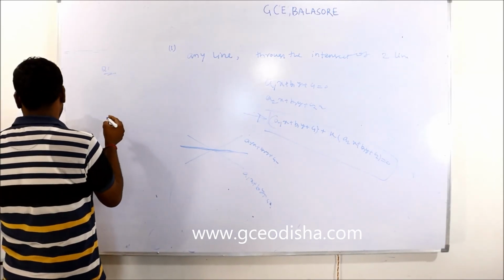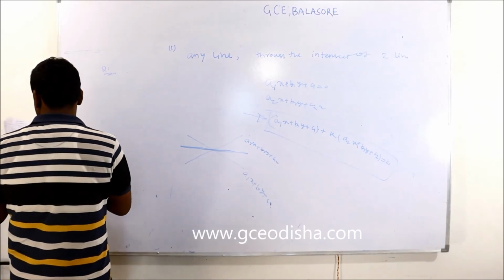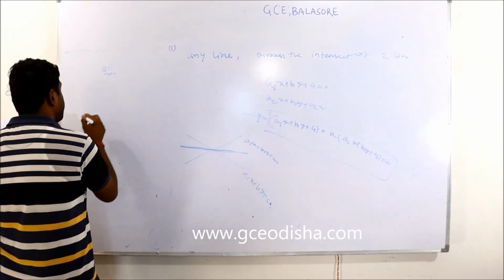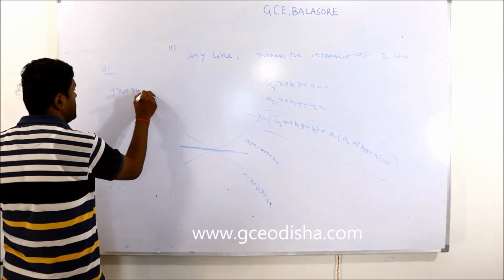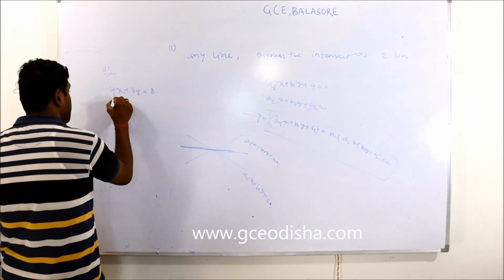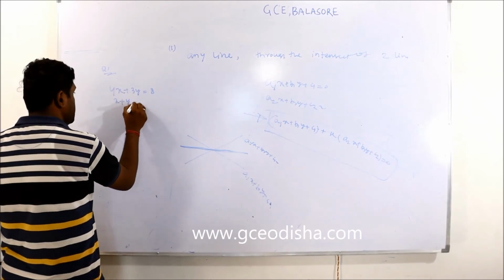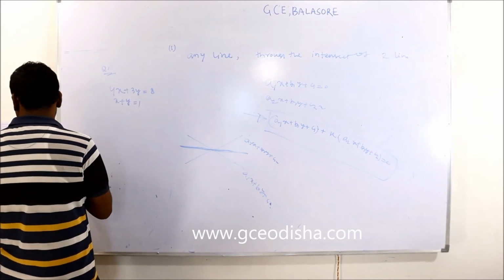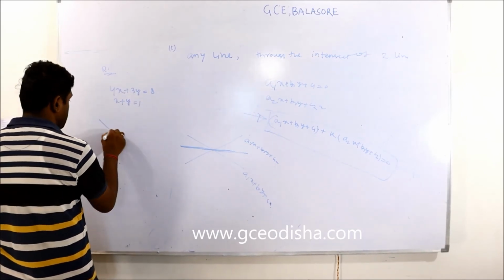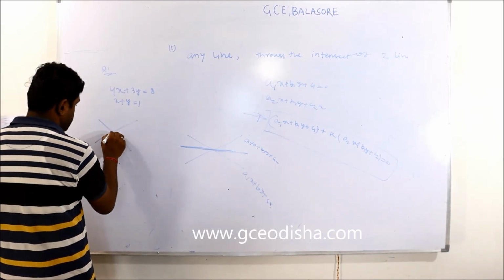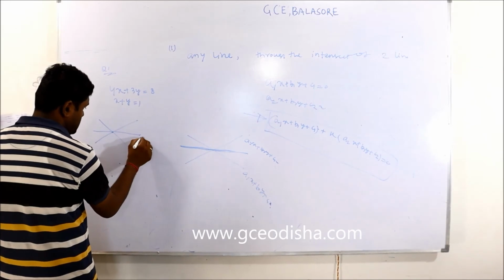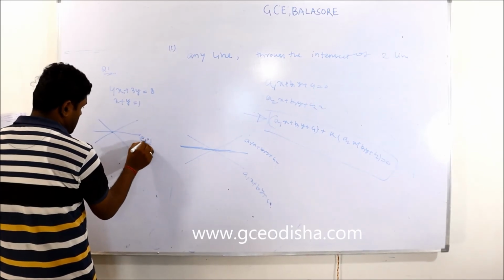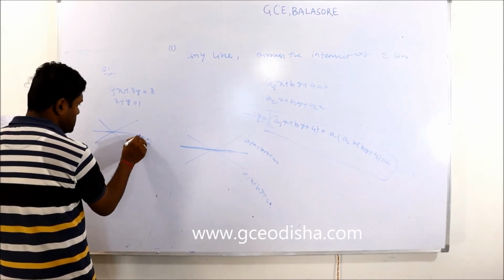The question is: find the equation of the line joining the origin and the intersection of two lines. Like one line is 4x plus 3y is equal to 8, another line is x plus y is equal to 1. Find the equation of the line through the origin. These are two lines and this is the intersection, and another point is there, the origin. Okay, this line also passes through the origin.